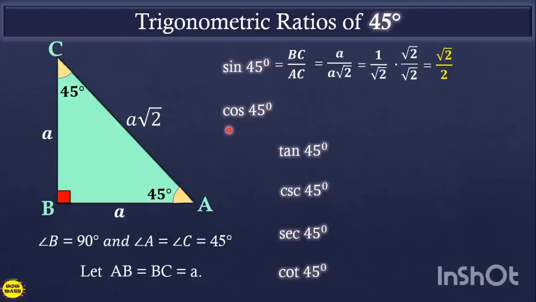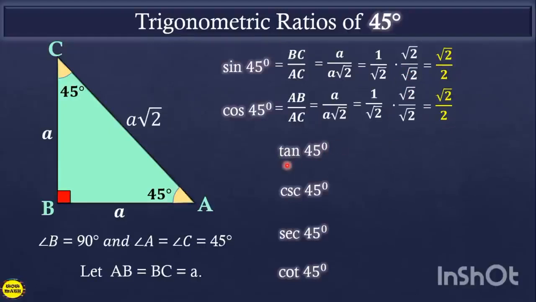So, we will come up with square root of 2 over 2. Let's have cosine 45 degrees. Cosine is adjacent over hypotenuse. So, ito po yung adjacent natin, adjacent a over hypotenuse, a over a square root of 2. Makakancel na natin to, so 1 over square root of 2. And then, kagaya lang po nito, we will also get square root of 2 over 2.